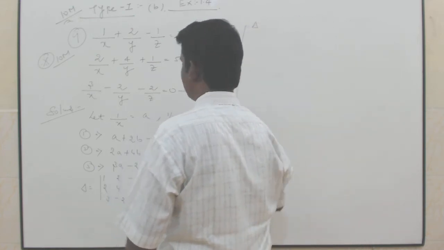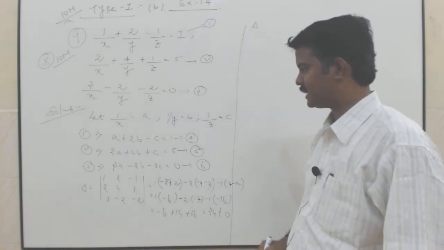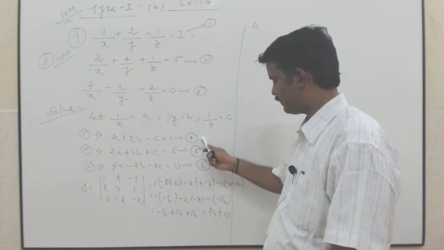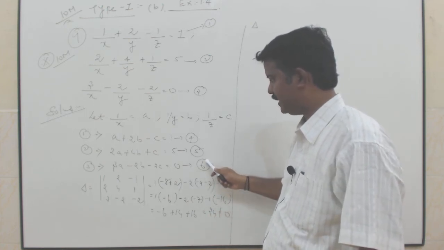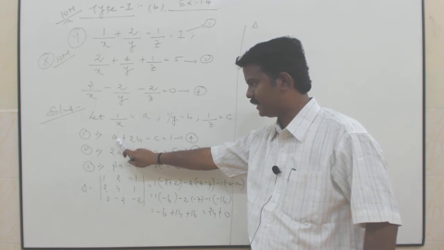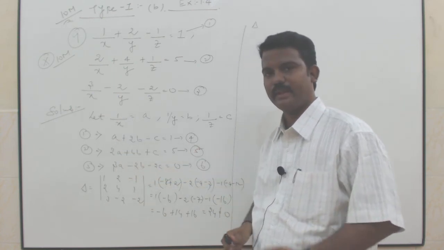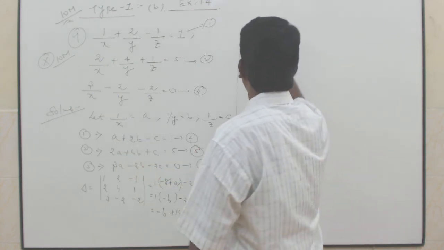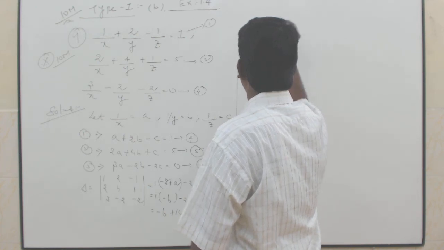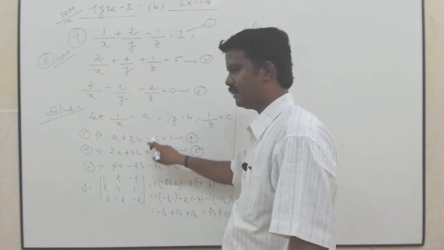In the previous sum we found delta x, right? Here I will not write delta x. Because you see equations 4, 5 and 6, all three equations are in terms of a, b, c, not x, y, z. So we are going to write delta a instead of delta x, because the equations are everything in terms of a, b, c.